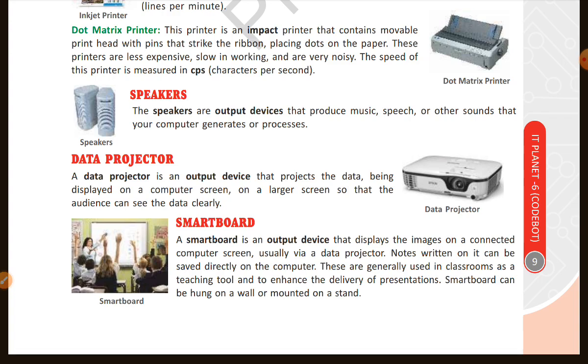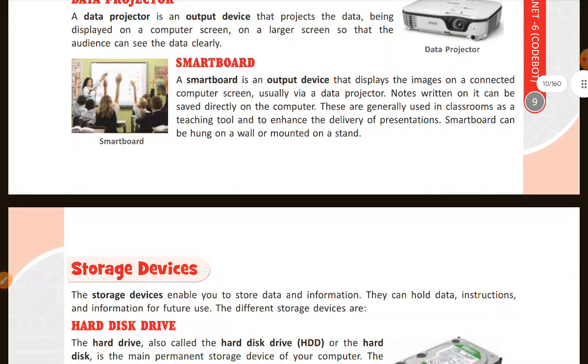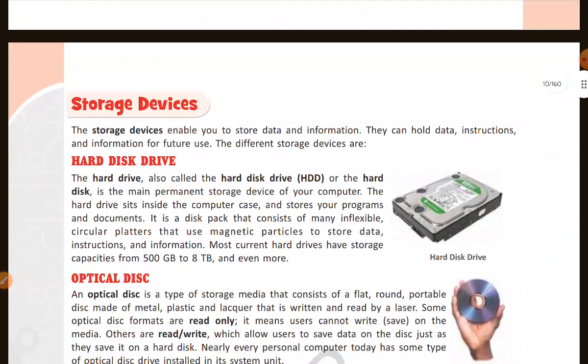You have seen this type of smart board in your classroom also. These are devices that also work with a projector, the data projector. The data projector projects on the smart board screen. These are basically used for note writing or for teaching purposes, basically in classrooms. Here we can see an image of a classroom where a smart board is hung or mounted. So here we completed our output devices.